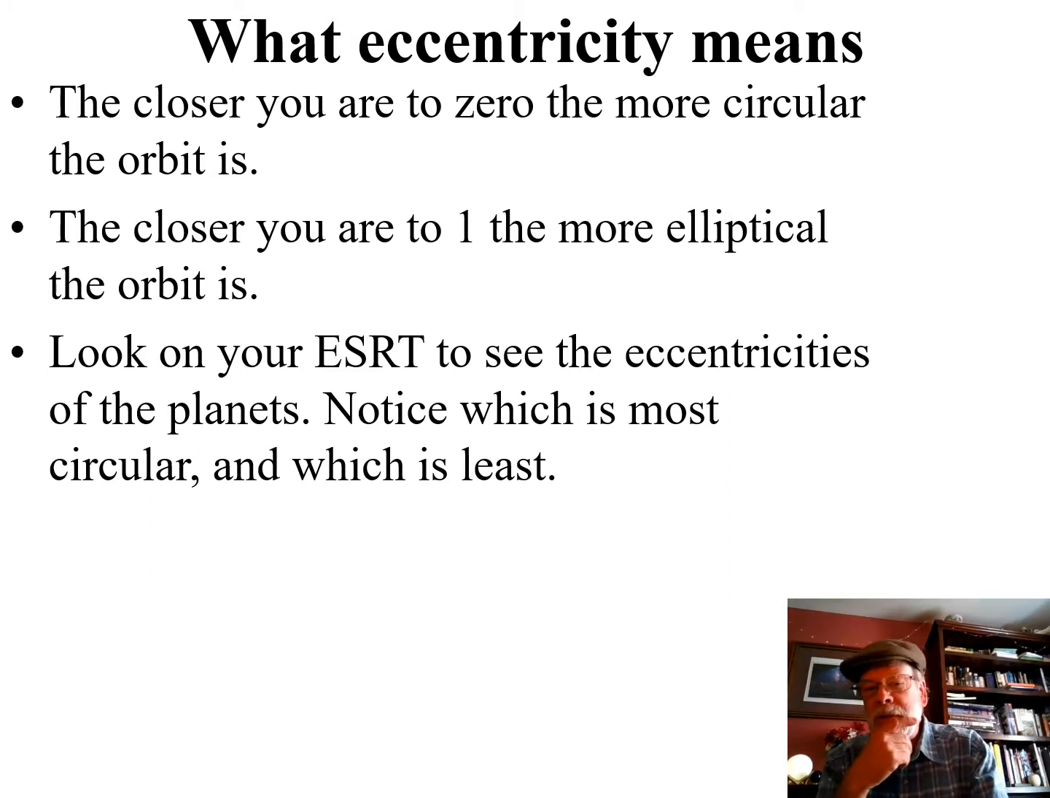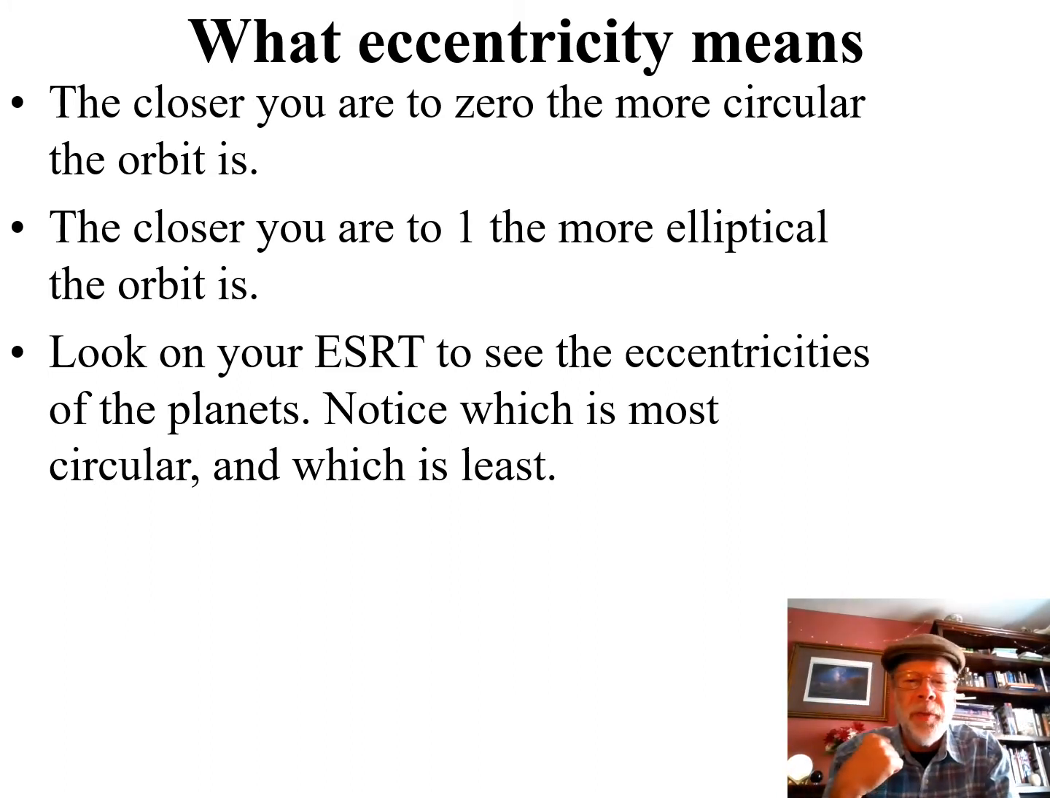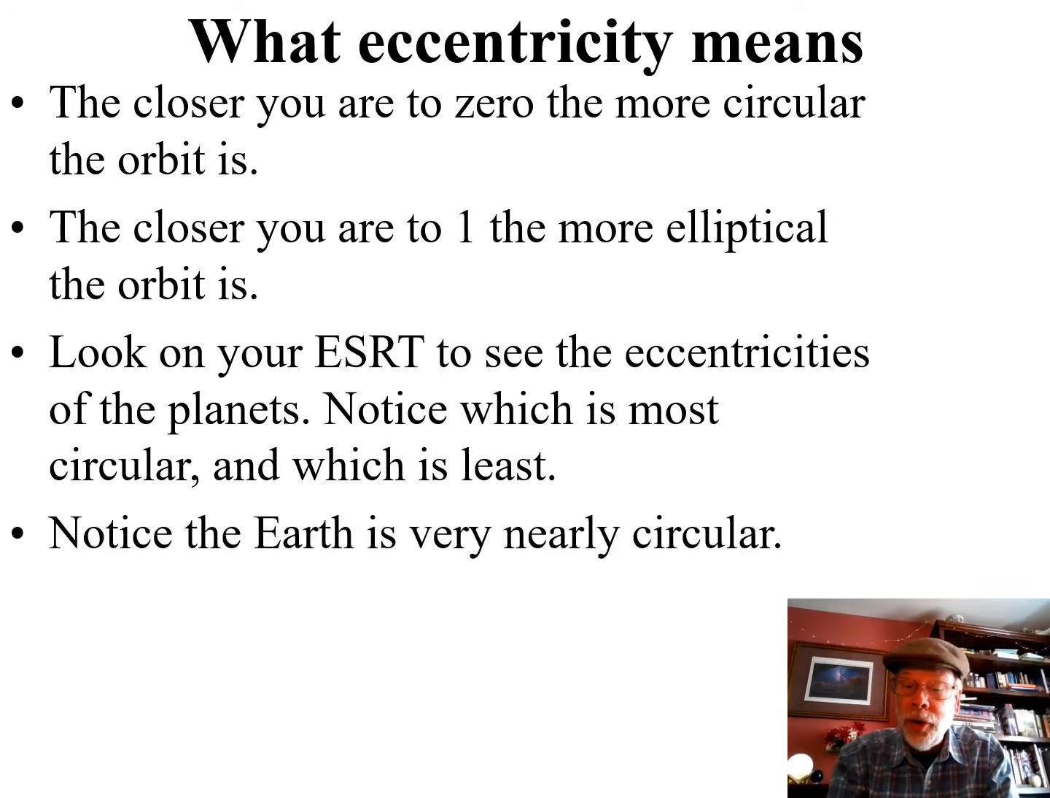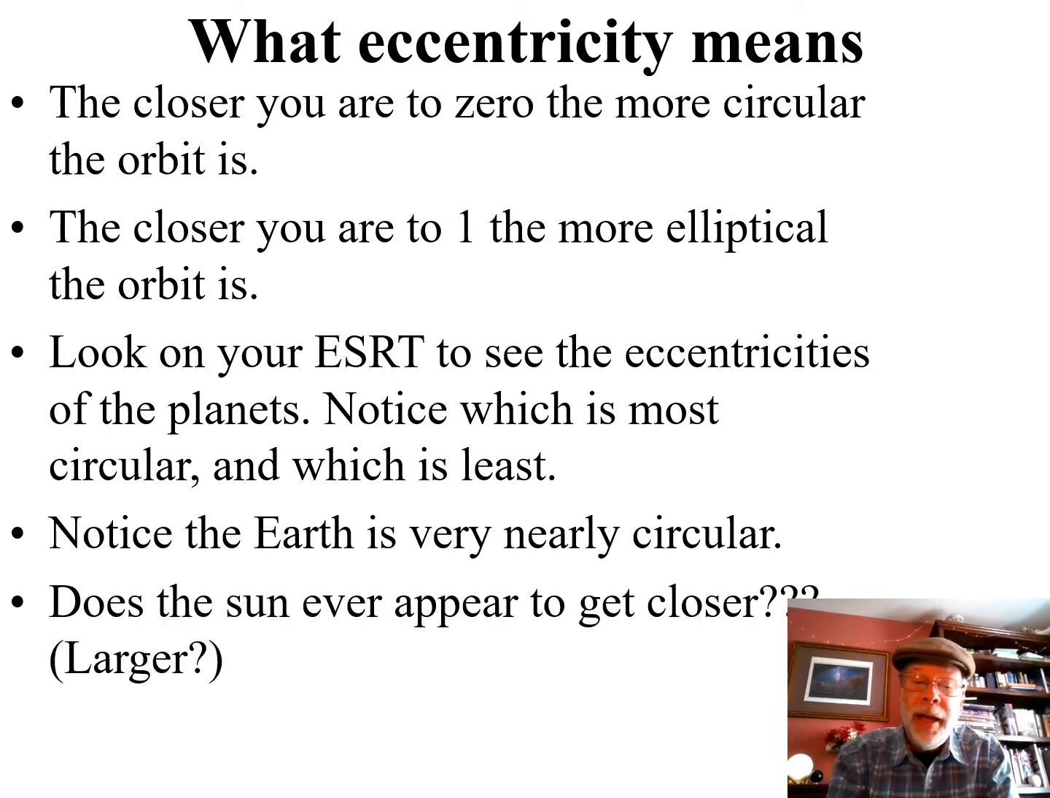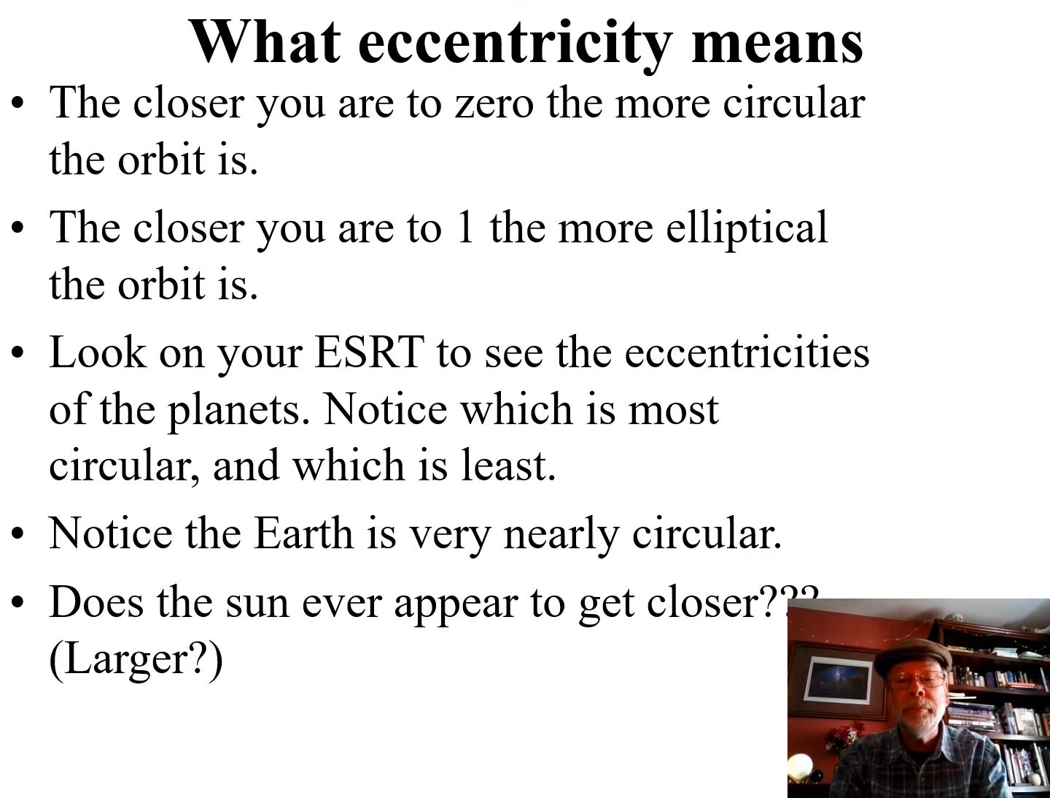If you look at the Earth science reference tables, you can see the eccentricities of the planets. Notice which is most circular and which is the least circular on your scheme for planet data on your reference tables. If you notice the numbers for the Earth, they are very close to 0. The Earth's orbit is quite circular. And if you think about it, on our trip around the sun, which takes a year, have we ever seen the sun seeming much, much larger or much smaller? We know the sun actually does change size, but I've never noticed it, and I doubt you have either. We are in a very circular orbit. Otherwise, the sun would appear to change size.